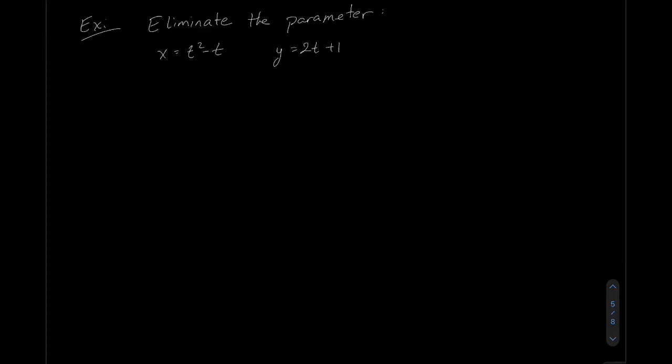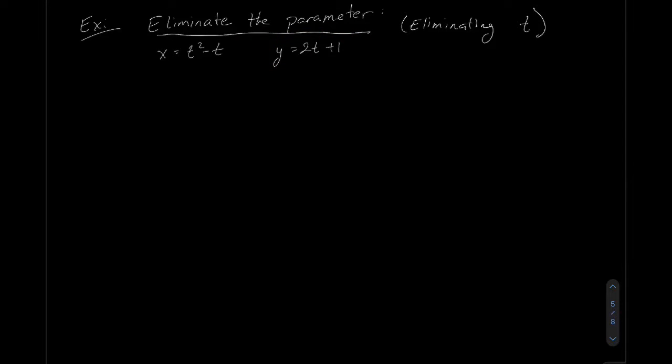So we see that we could graph these things by making a chart of values, but that's really not the best way in most cases to look at these functions. So another way is eliminating the parameter. This is when we have two functions of t, and we can eliminate the t. We're eliminating the t to just get y as a function of x or x as a function of y.